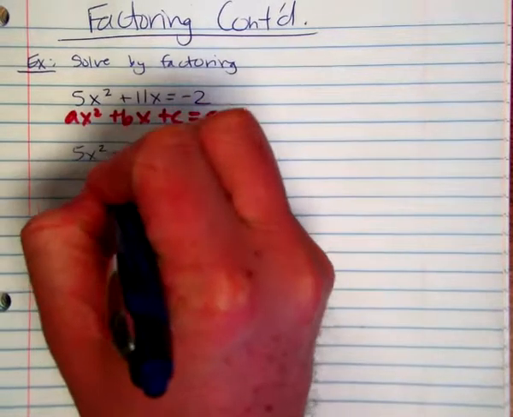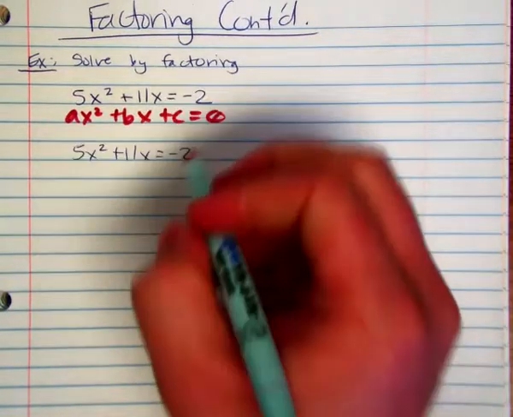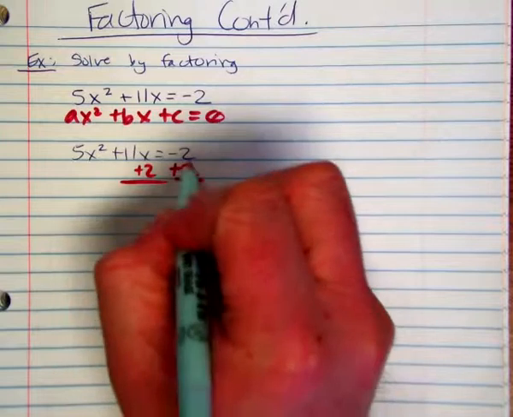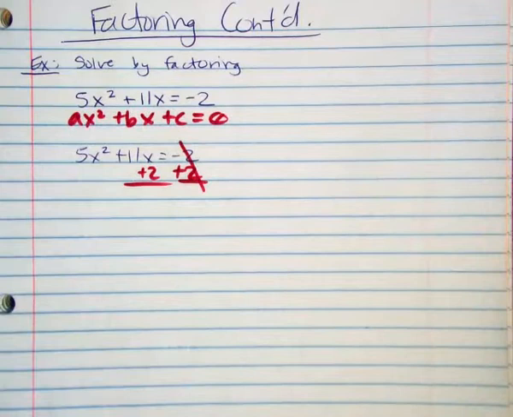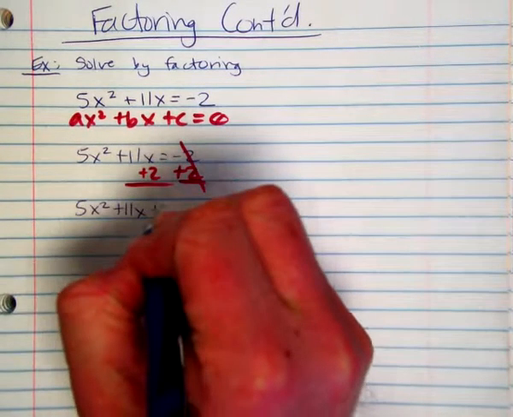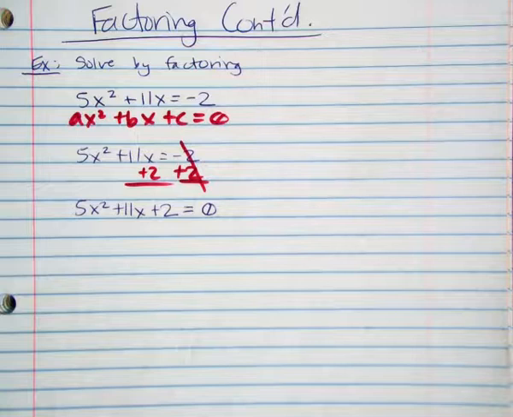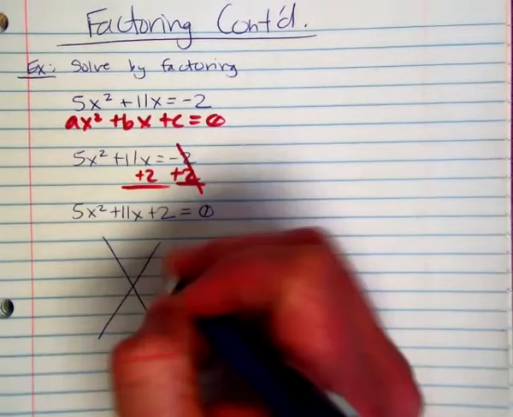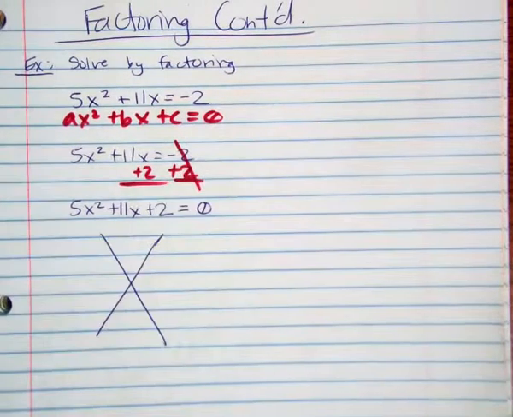So let me rewrite this to show the work. Instead of -2, if I add 2 on both sides of this equation, what's -2 plus 2? 0, which means now I have 5x squared plus 11x plus 2 equals 0, which is exactly what we had before, and everything else that we did yesterday can now be applied. So let's quickly set up and do the x method. We're not going to take much time to do the rest of this since we spent all of yesterday on it.